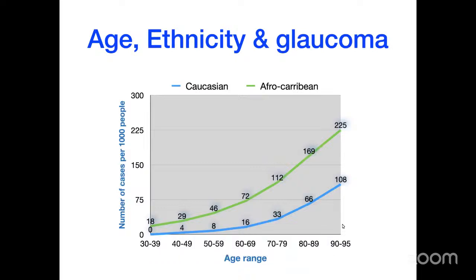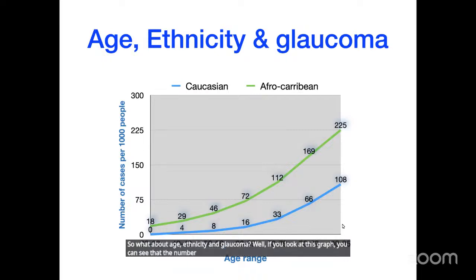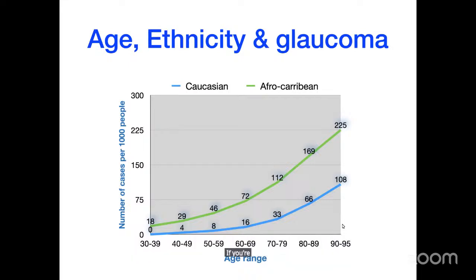So what about age, ethnicity, and glaucoma? Well, if you look at this graph, you can see that the number of cases per 1,000 people significantly increases with each decade of life, such that by the time you're 80, your chance of developing glaucoma is 66 in 1,000. And by the time you're 90, that's a 1 in 10 chance of developing glaucoma if you're Caucasian. If you're Afro-Caribbean, that risk actually doubles to 2 in 10 by the time you reach 90.